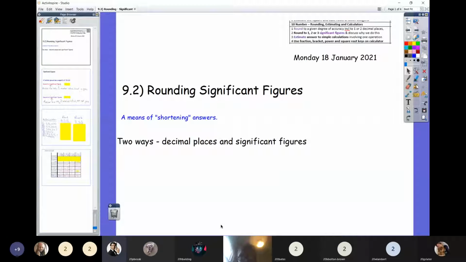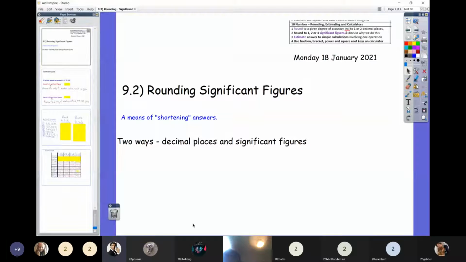So, very well done last lesson. You were excellent at rounding to 1 or 2 decimal places. I think a lot of you have done that before, so well done on remembering that. And those of you who it was new to, well done on understanding it by the end of the lesson. I think pretty much all of you got those all right on Dr Frost by the end of the lesson.